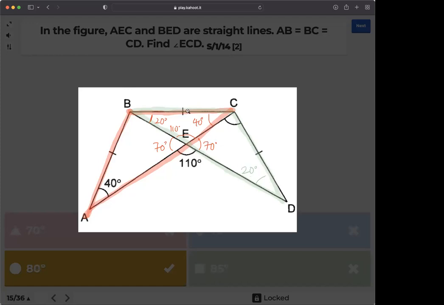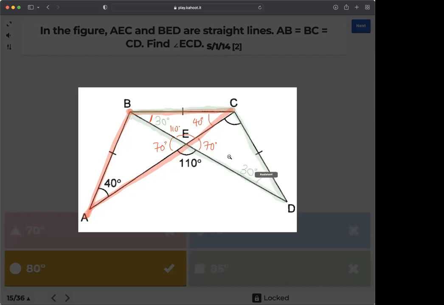Okay, wait, hold on. Sorry, I'm wrong. I made a mistake. This is not 20. 110 plus 40 is 150. So the remainder here is 30 degrees. So the other end of the isosceles triangle will also be the same. This is the isosceles triangle. Can you see? It will also be 30 degrees.